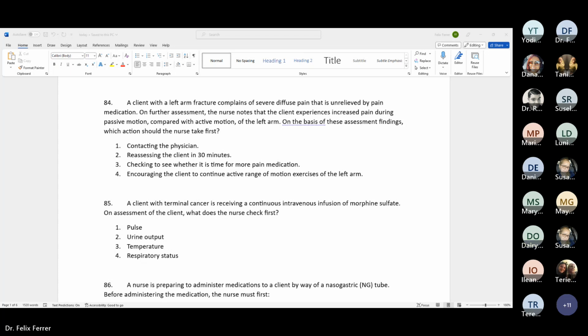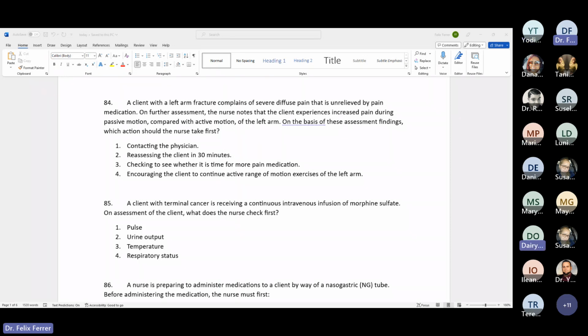One. 3. Checking to see whether it is time for more pain medication. What are you going to do at that time? You're going to give the same medication the patient is taking, and you will have the same response. The patient is taking something and it's not working. So what is your outcome? Waiting 30 minutes and getting the same painkiller? No, it's not 3.